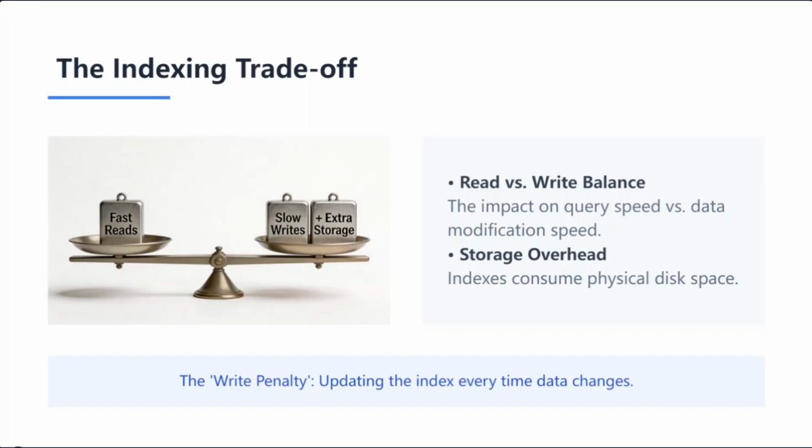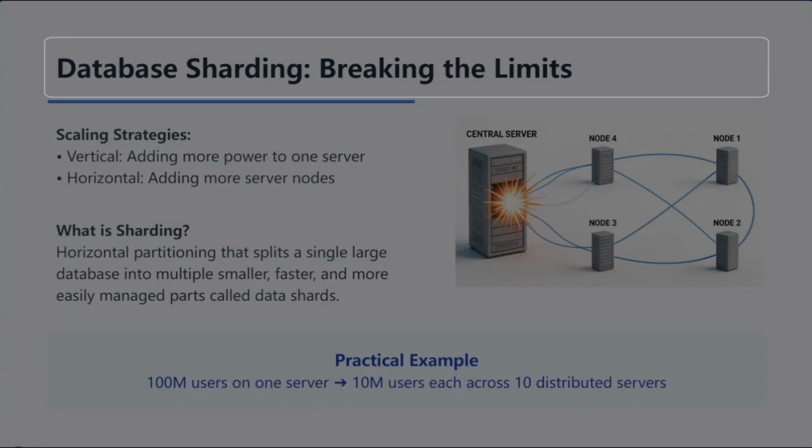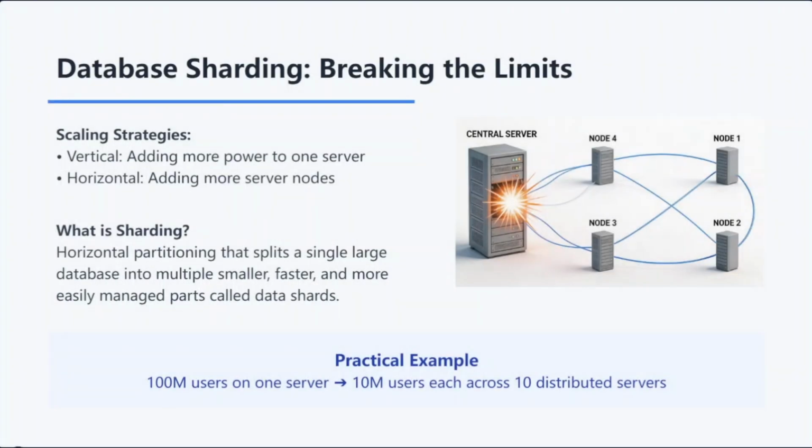Now that we've seen how indexing helps us find data quickly, we need to address a bigger problem. What happens when our data grows so large, it simply won't fit on one machine? This is where we break the limits with database sharding.